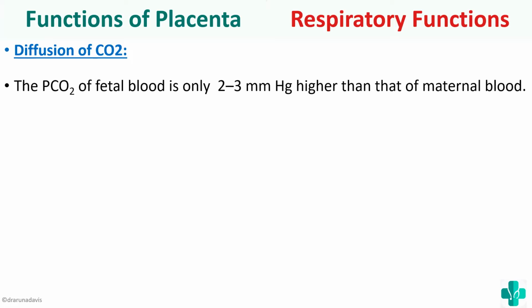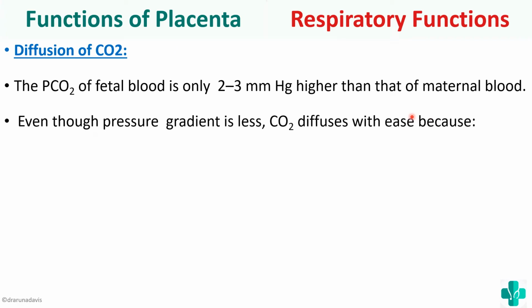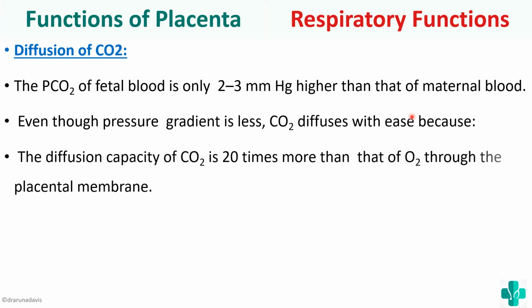The partial pressure of carbon dioxide in fetal blood is only 2 to 3 millimeters of mercury higher than that of maternal blood. The difference is just 2 to 3 millimeters of mercury. So how does carbon dioxide diffuse so easily? Even though the pressure gradient is less, it diffuses with ease because the diffusion capacity of carbon dioxide is 20 times more than that of oxygen. Because the diffusion capacity is so high, it can easily diffuse even though the pressure gradient is much less.